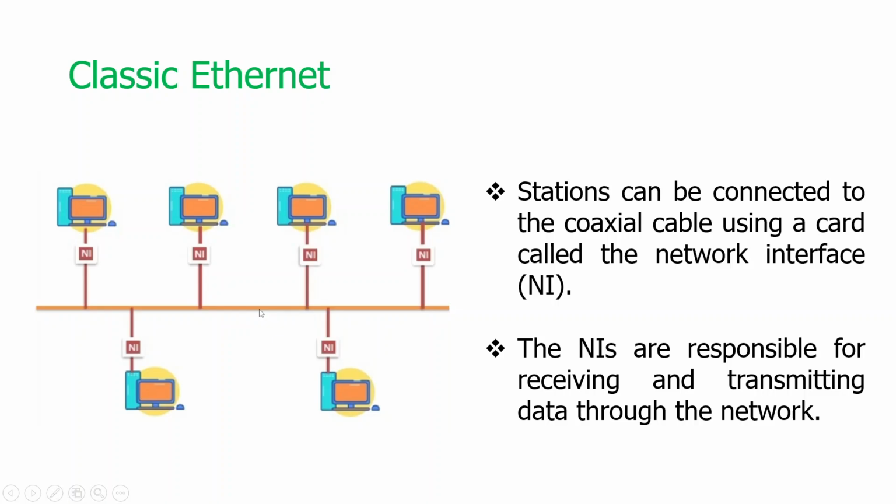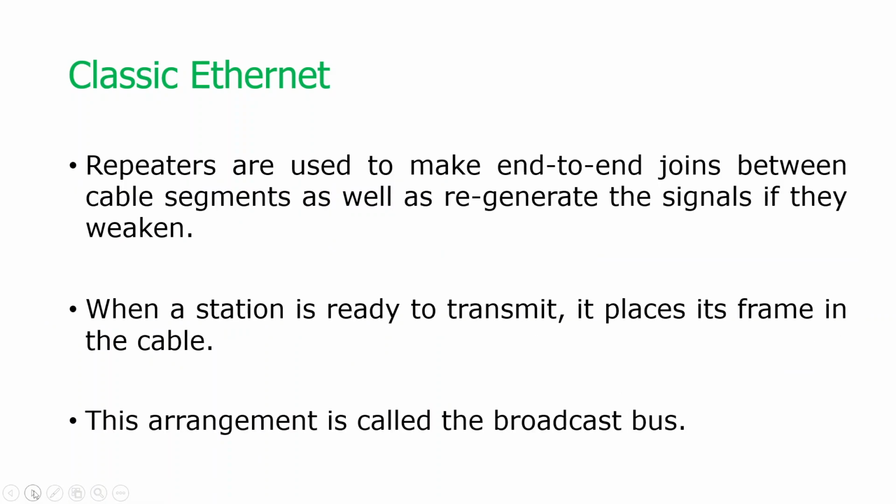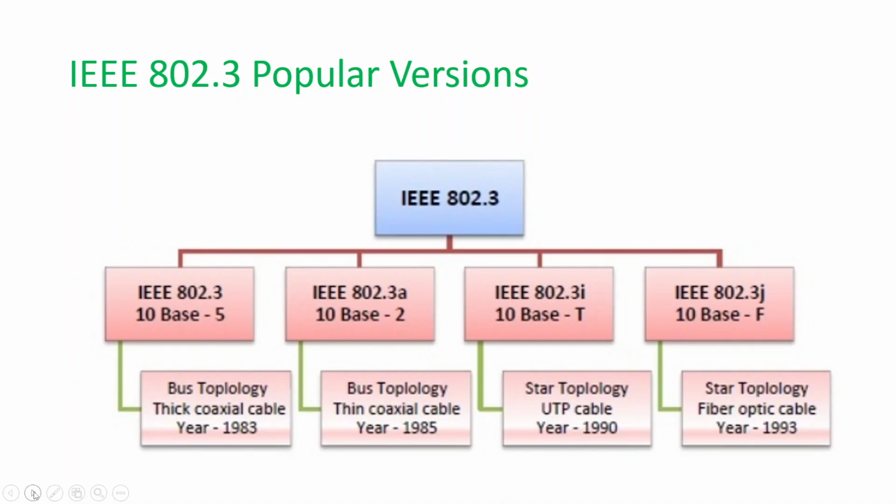In classic Ethernet the structure is like this. It uses a bus topology, and every station is connected to the network through a network interface. The network interface is responsible for receiving and transmitting data between the network and the stations. In this classic Ethernet model, repeaters are used to make end-to-end joins between cable segments, as well as to regenerate the signals if they weaken. When a station is ready to transmit, it places the frame on the cable. This arrangement is also called a broadcast bus. All the versions are standardized by IEEE 802.3.